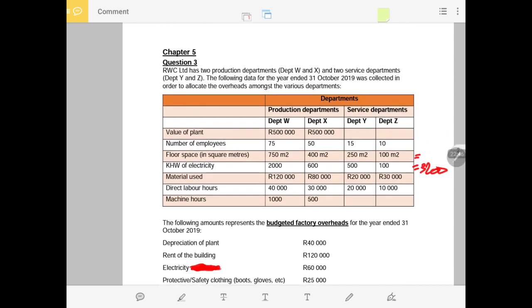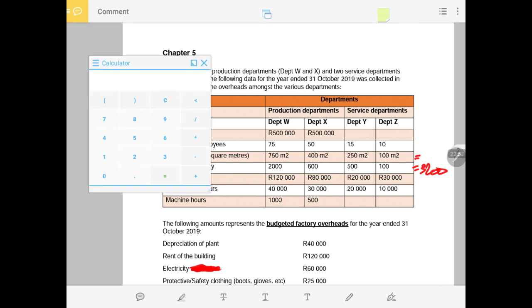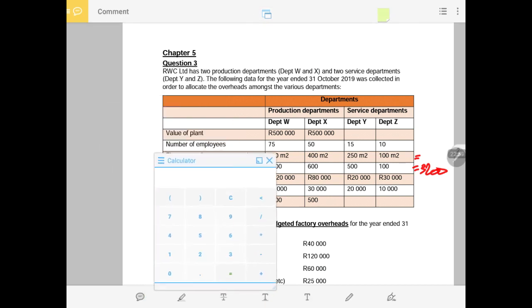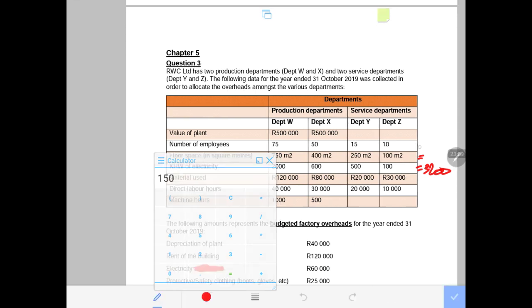That is why the base of allocation will be the number of employees, 75 plus 50, 15, and 10. We see how much we get as the total number of employees in all these departments. Then now we have 75 plus 50 plus 15 plus 10. Now the question is, why do we buy safety clothing for the service department? Because service department is not in the production department.